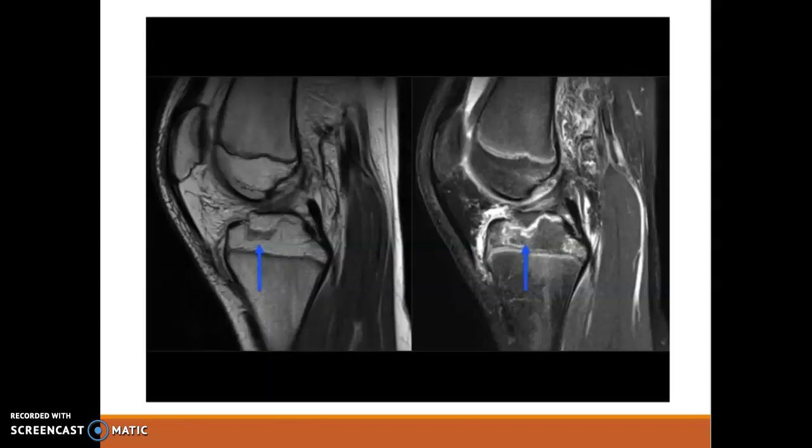In here we've got a proton density sequence, but with fat saturation. The fat saturation reduces the fat signal so that the fluid stands out more. So you can see in relation to this one here, you've got an issue with the ACL attachment. Looking here, you've got a fracture of the tibial spine, but you can see the ACL as it sweeps back through here, and actually the ACL looks normal, but you've just got this almost avulsion fracture of the tib spine.